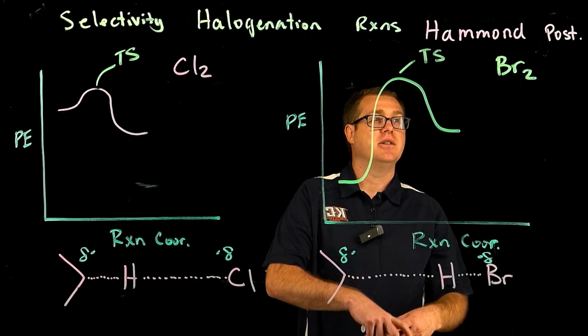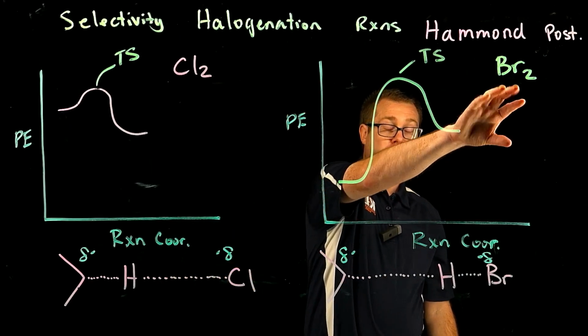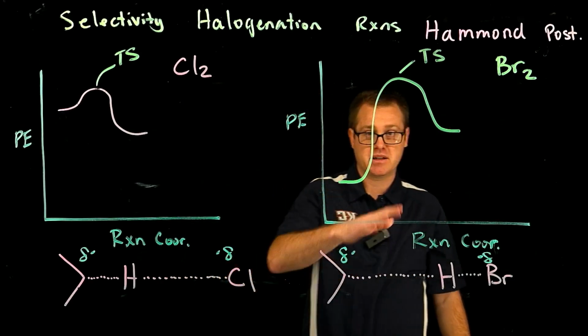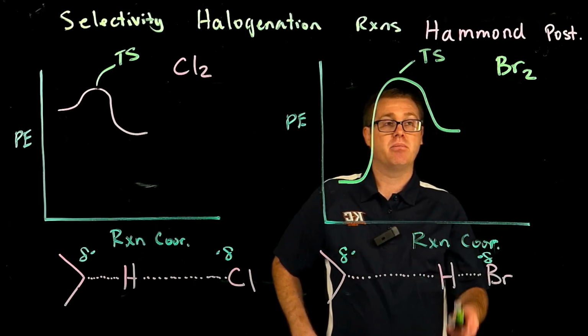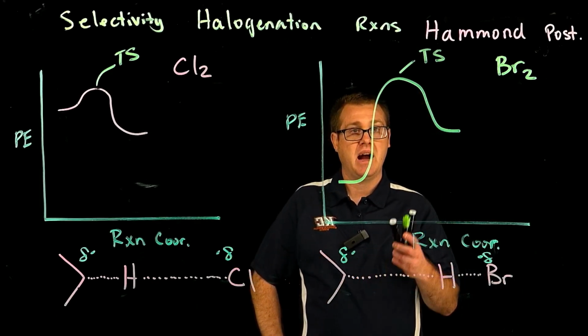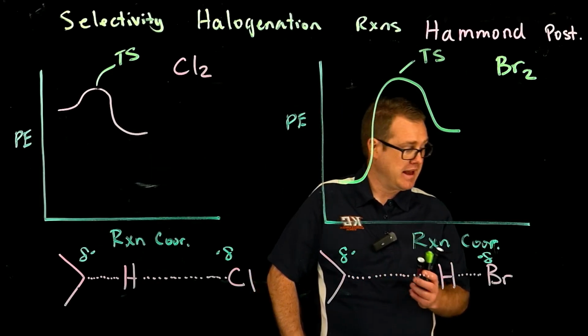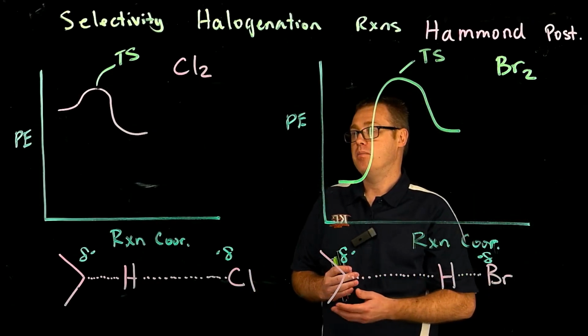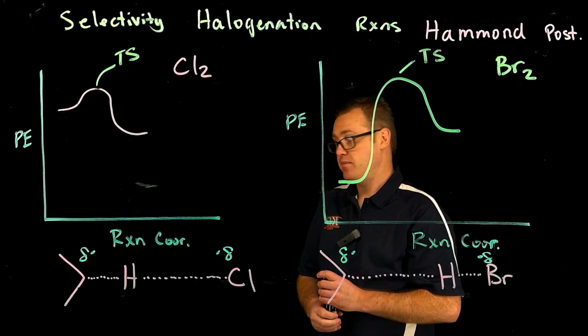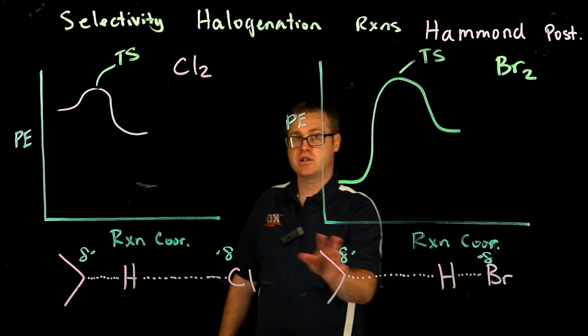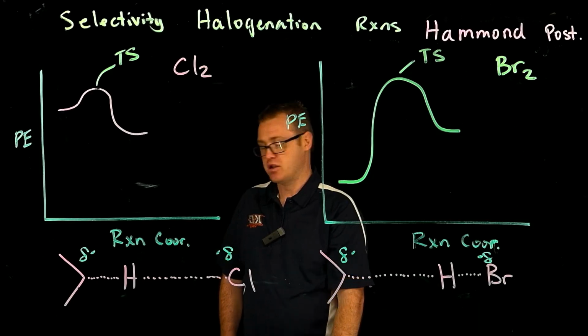And due to this, we know by observation and based off of this theory and explanation that bromination is going to be way more selective than chlorination. That is a very key piece of information to remember. And more importantly, understanding why. And it's shown right here.